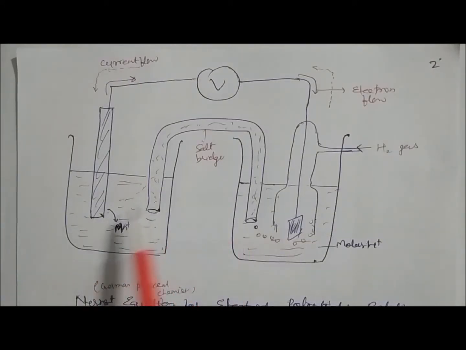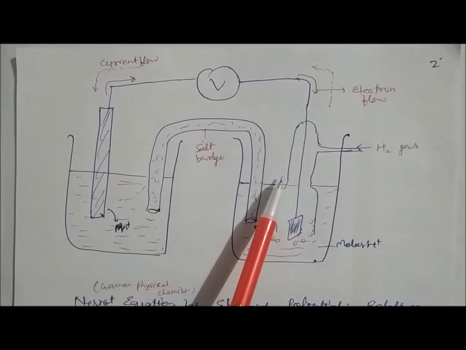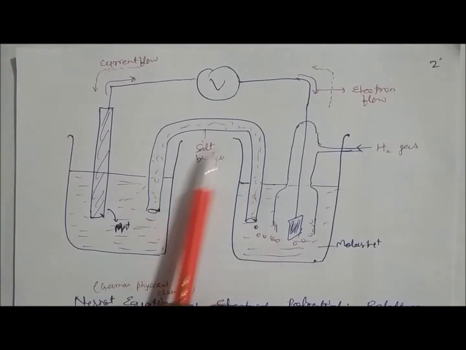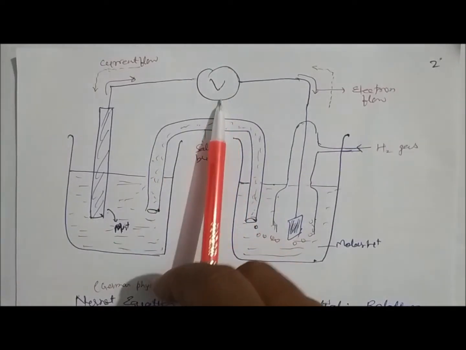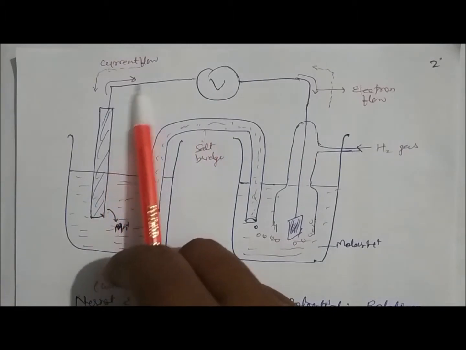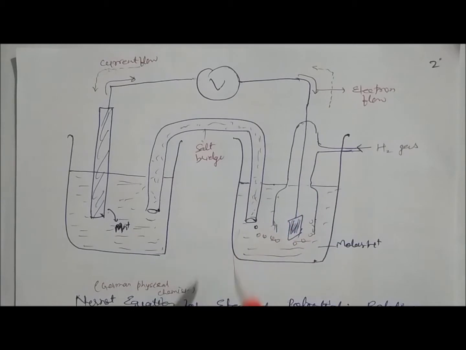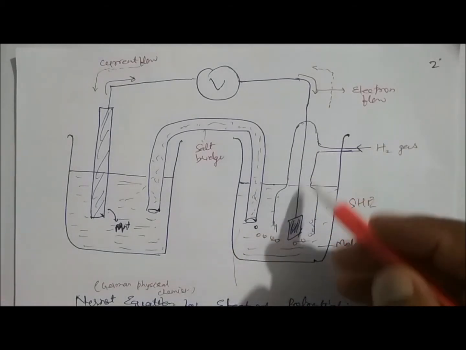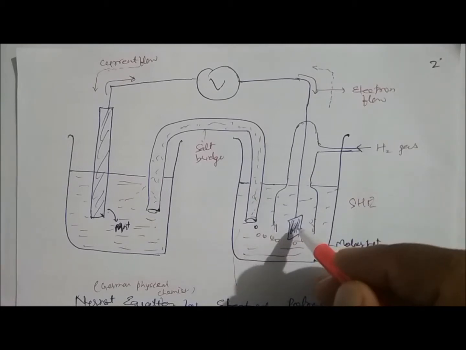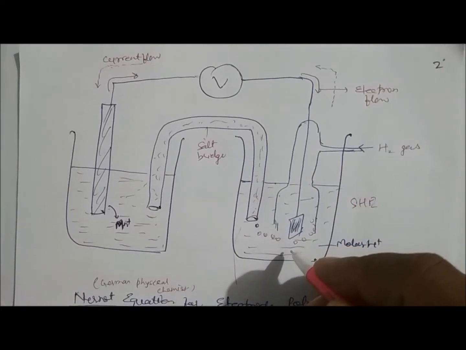Here you can see the diagram. There are two different vessels. This is your electrode, on the left hand side, and this is the right hand side. This is the salt bridge. We will study how this electrochemical cell functions. This is a potentiometer, and electrons flow from here to here. This is the flow of electrons. This is your hydrogen electrode. You can see this is the standard hydrogen electrode. Hydrogen gas is pumped inside it.